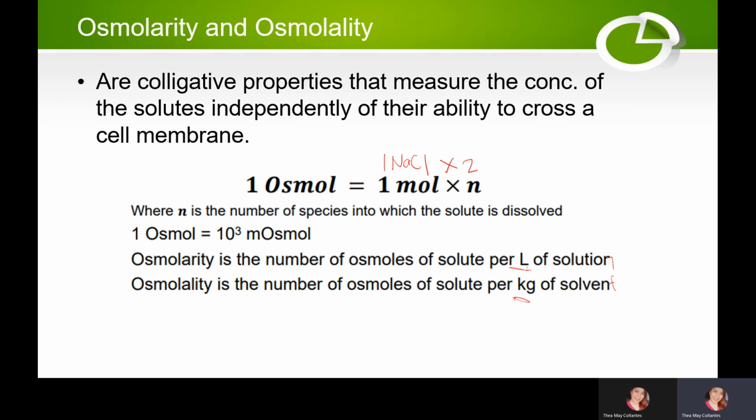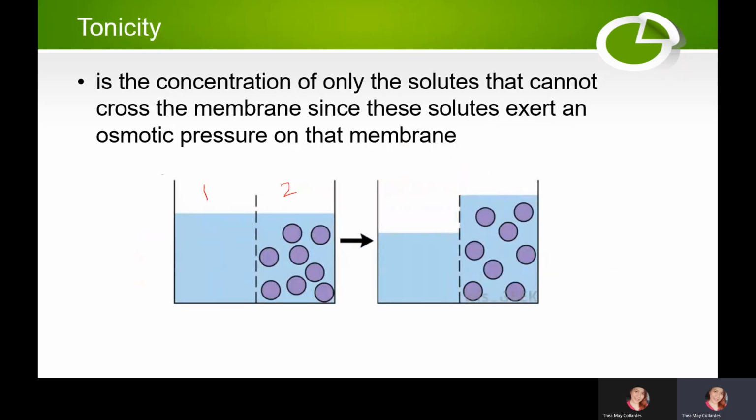So if you want to get the osmolarity, you just divide it by the liter of your solution. If you want to get the osmolality, just divide it by the kilogram of your solvent. And it's the same as the formulas for molality and molarity. You just multiply it by the number of species that it will dissociate into. So next, tonicity. These two terms are often interchanged, right?